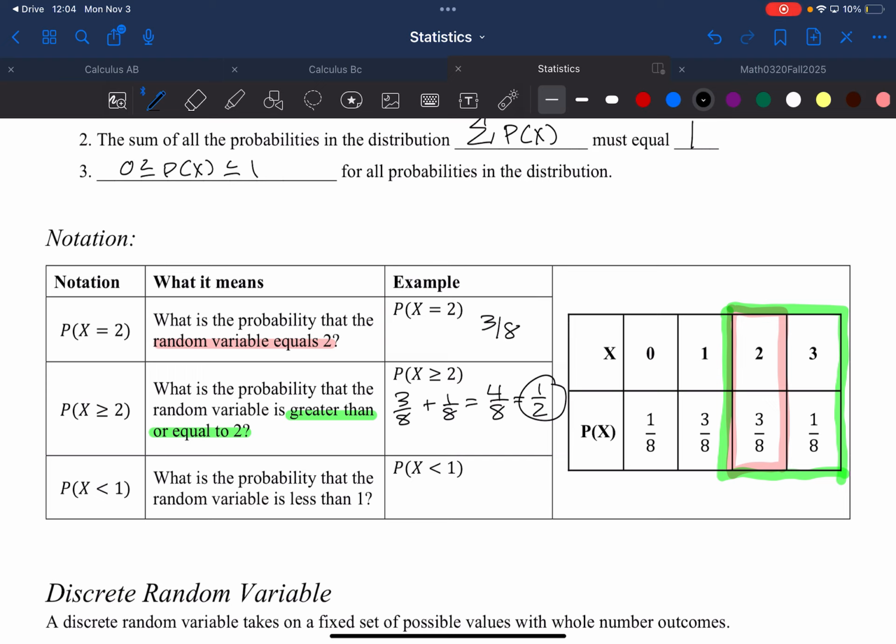Then I look at the probability that X is less than 1. That is the probability that the random variable is less than 1. So am I going to include the number 1? Why not? Because it's not equal to, so that means I'm only going to look at the values less than 1. In this case, that is when X is 0, and what is that probability? 1/8.